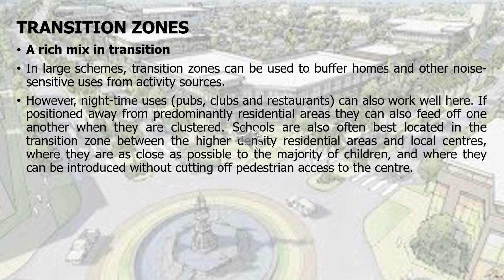However, nighttime uses such as pubs, clubs, and restaurants can also work well here. If positioned away from predominantly residential areas, they can also feed off one another when they are clustered. Schools are often best located in the transition zone between the higher density residential areas and local centers, where they are as close as possible to the majority of children and where they can be introduced without cutting off pedestrian access to the center of the community or development.